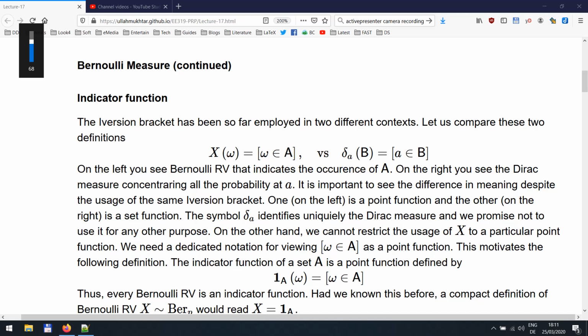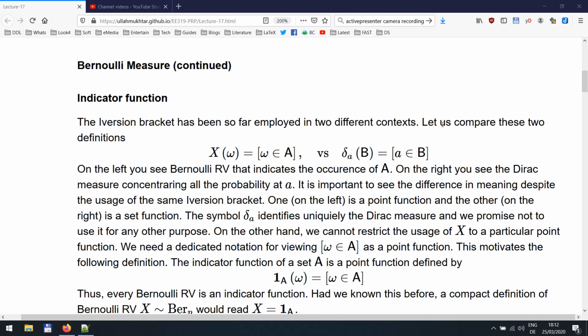Let us start with our next lecture, and that is a follow-up of our discussion about random variables. We discussed two random variables so far: the Dirac random variable, which is actually a deterministic variable, and the Bernoulli random variable.